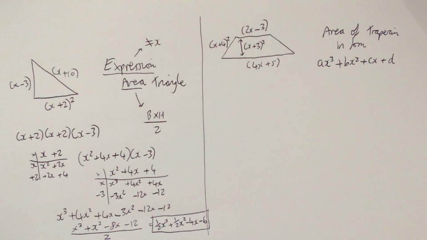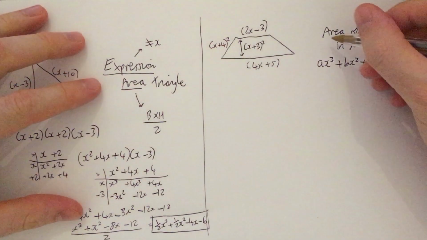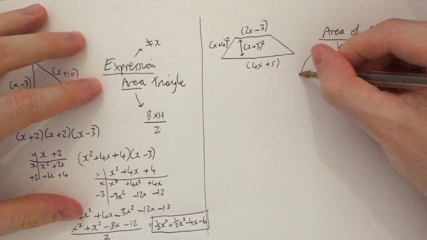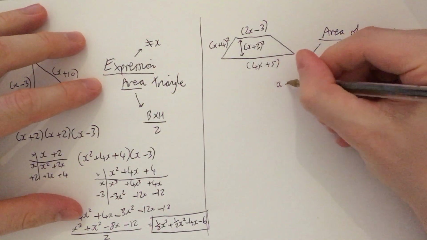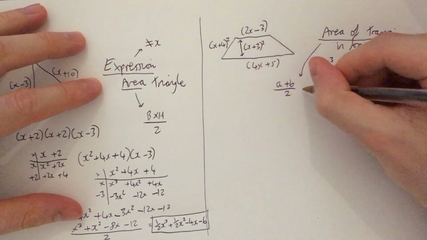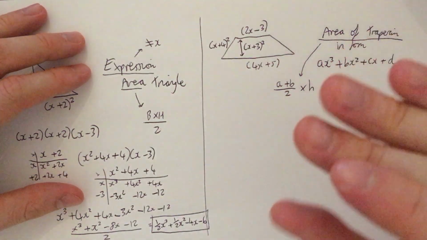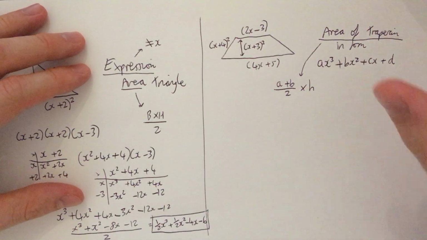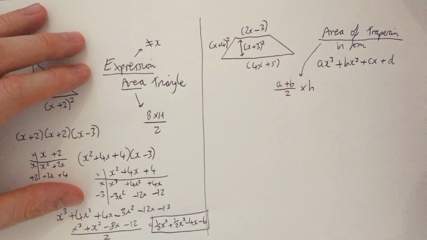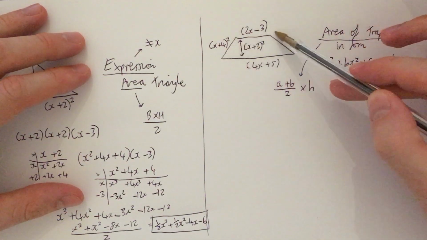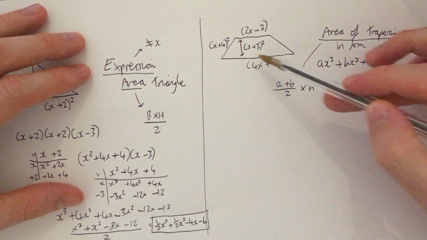Now, all of us need to know this. Area of a trapezium is written as (A plus B) over 2, times by the height. So now we say to ourselves, well, what is the A, what's the B? In a trapezium, the two parallel sides represent A and B, and the height is obviously the one that goes straight up. So that will be A for us, that will be B, that's the height.